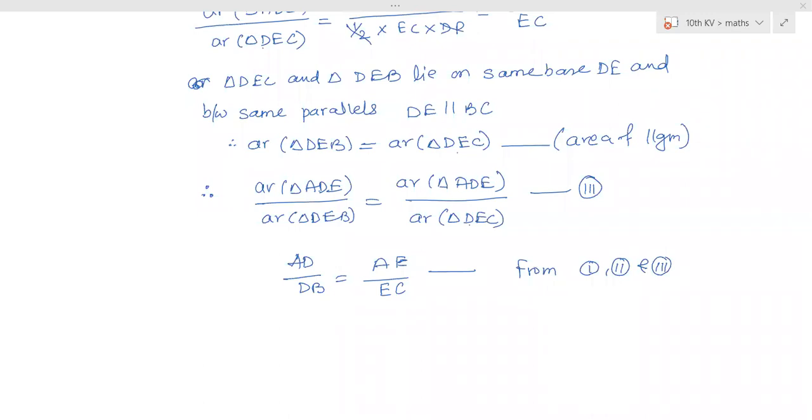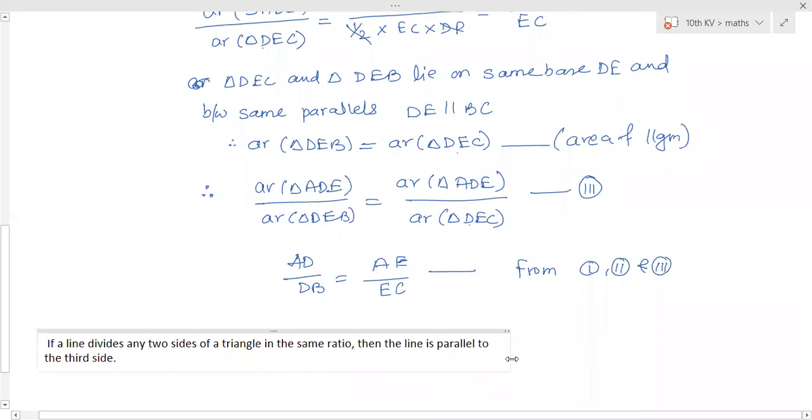Suppose a line joining two sides of the triangle divides them in an equal proportion, then that line will be parallel to the third side. If a line divides any two sides of the triangle in the same ratio, then the line is parallel to the third side. That is called the converse theorem.